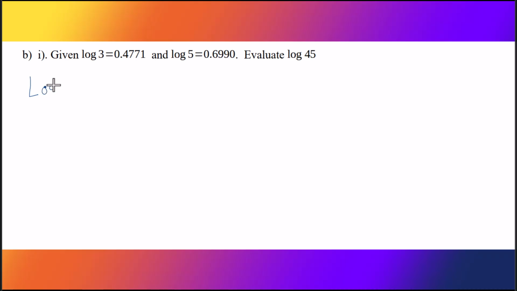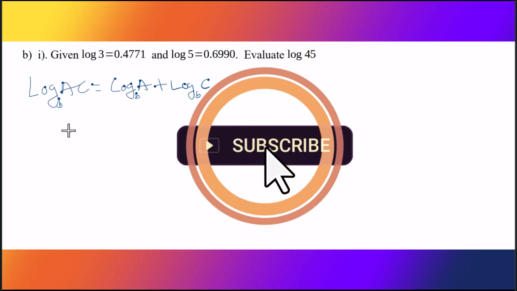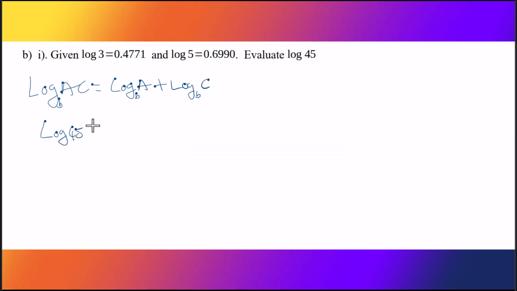So log AC is equal to log A plus log C. Let us put a base B here. This is law number 1 in the logarithmic concept, where when you are having a digit like this, in this case we are having log 45. So log 45 is in base 10. If we are to split this, it means we are getting log of 9 times 5.